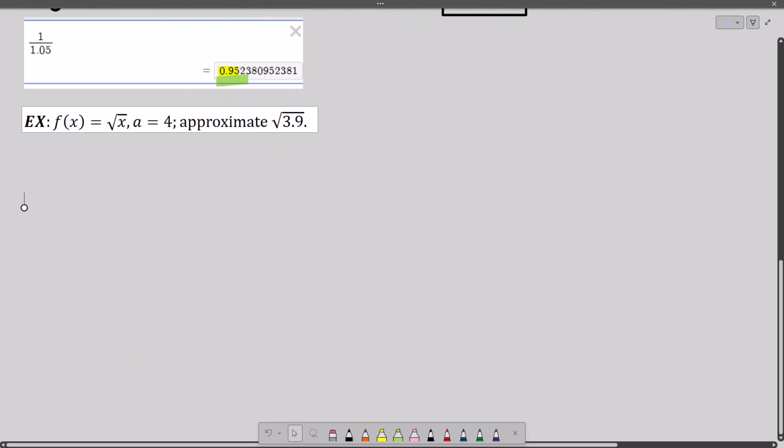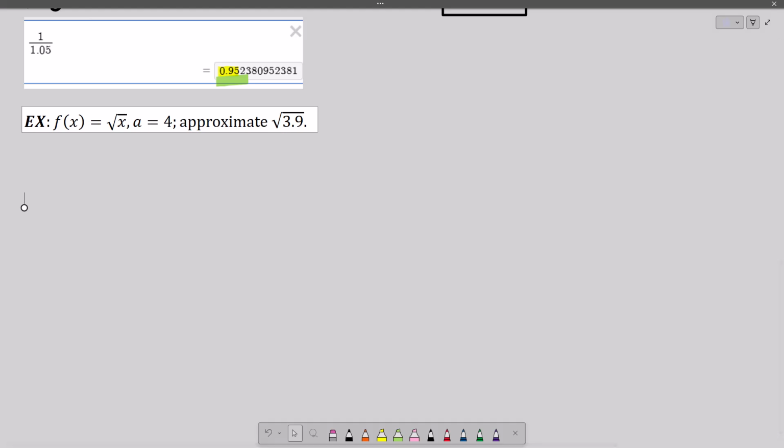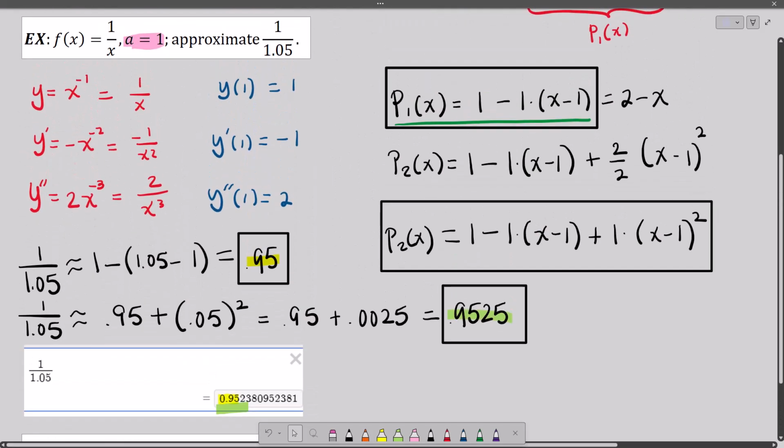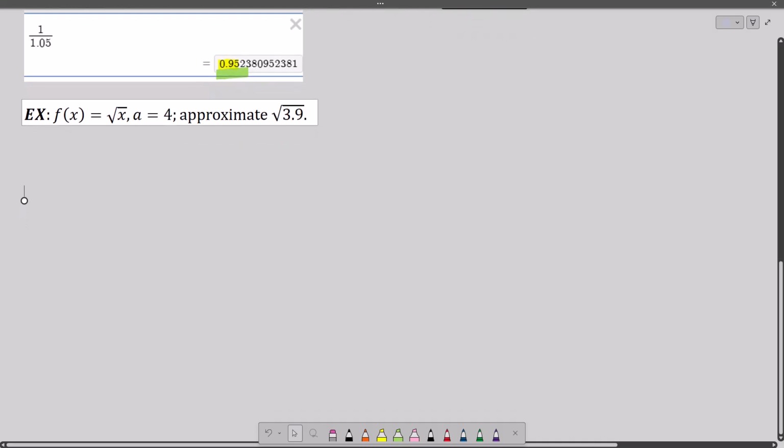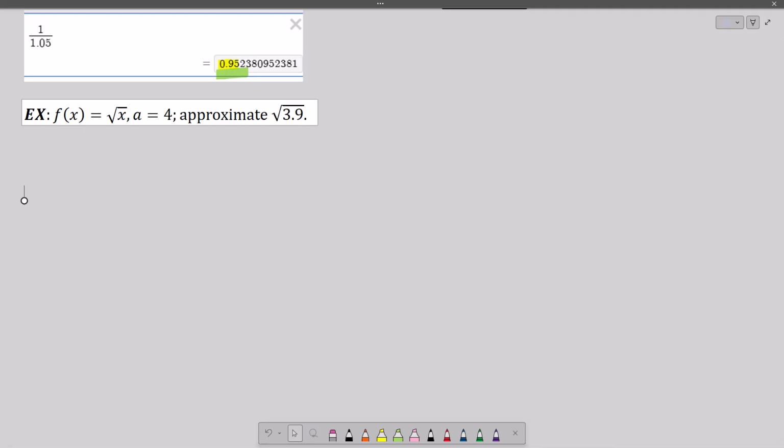So here, we've got a function. We're going to approximate it with a center at 4. We're going to approximate root of 3.9. And you should start to see that the center that we're picking is a number that you can evaluate the function at instantaneously. Right? You can plug the 4 in there, and 4 is a perfect square. Up here, we're picking a center of 1 because you can plug a 1 in there and simplify that easily and get 1.